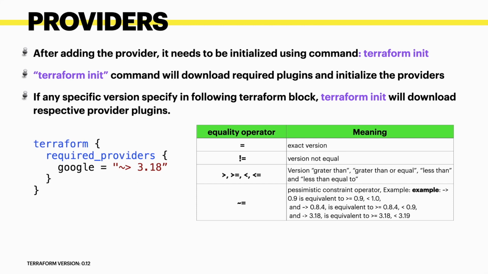For example, if you provide 0.9 as the version, it is equivalent to greater than or equal to 0.9 but less than 1.0. In the same way, if you provide 0.8.4, this is greater than or equal to 0.8.4 but less than 0.9. And in this example, we have provided 3.1.8. This is equivalent to greater than or equal to 3.18 but less than 3.19. If version information is not specified, then the latest version of the provider plugin will be downloaded.